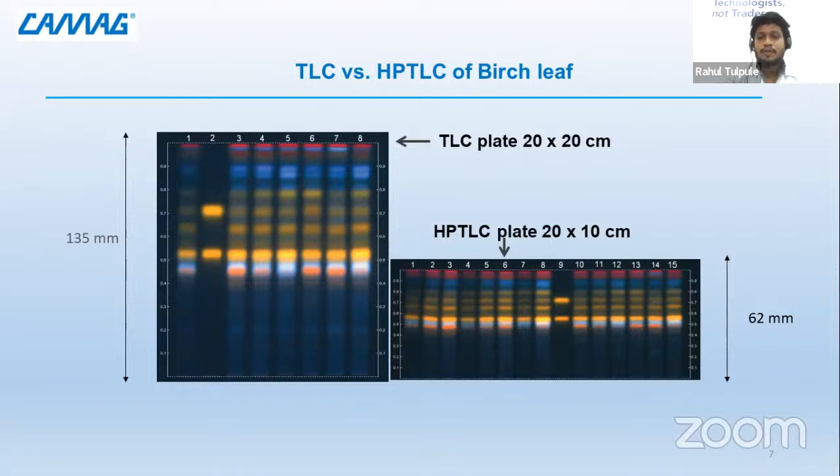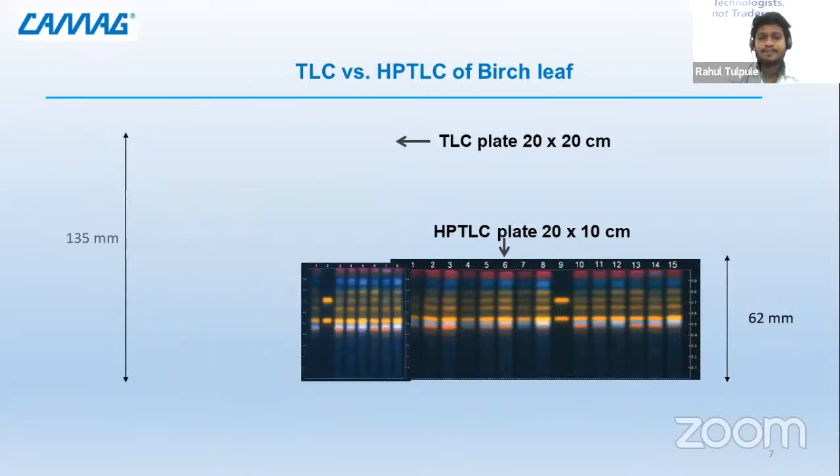Here you can see, even though it is a 20 by 10 plate, the resolution and the separation is different and better than on the 20 by 20. The reason is that here we are using HPTLC plates, whereas the 20 by 20 is a TLC plate. So this makes the difference, as you can see.